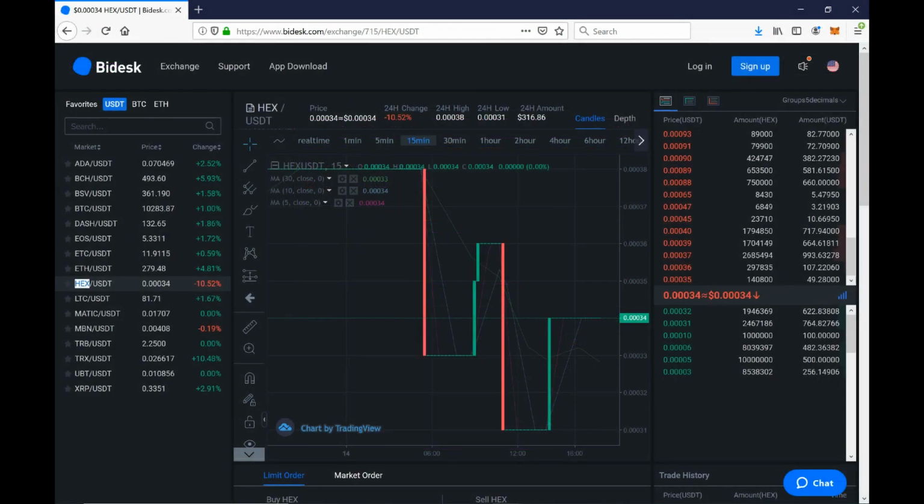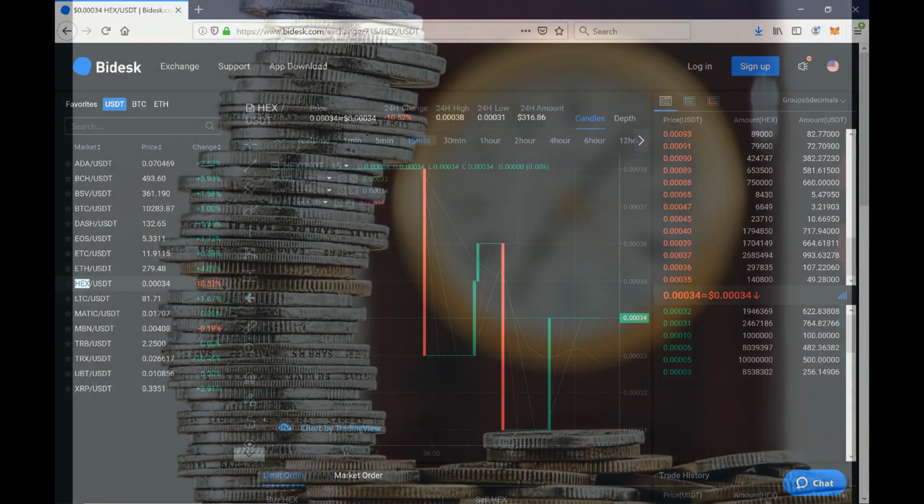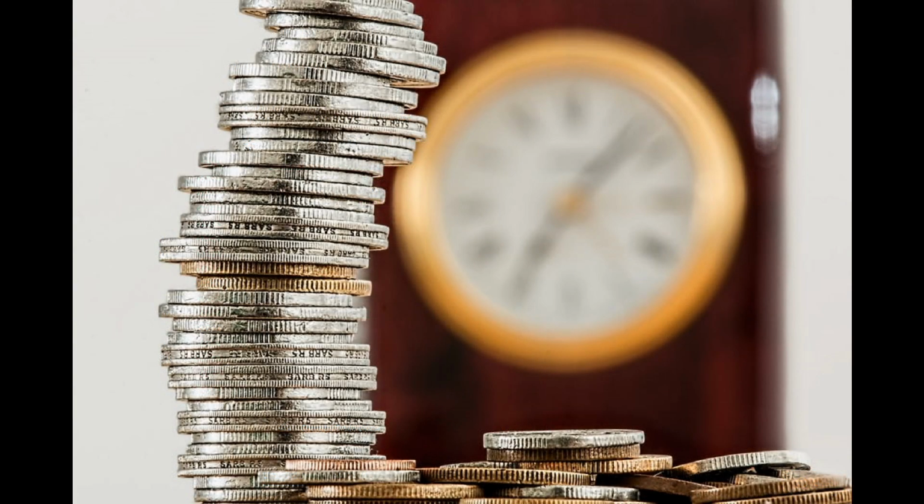HEX is listed on Bdesk as well. This is a traditional exchange if you want to trade. It has the second highest volume after Uniswap. You can buy HEX on more exchanges, but usually there isn't much volume. Enough about how to buy HEX. Let me now explain how to stake HEX.